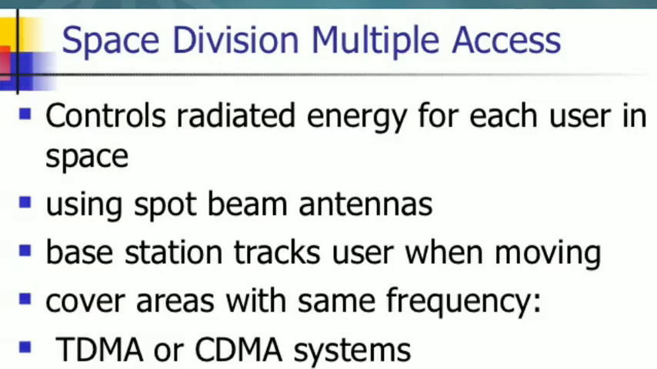The next, space division multiple access. It controls the radiated energy for each user in space. It uses spot beam antennas. Nowadays, it has changed to isotropic antennas, and the base station tracks the user when moving from one place to another place. It covers the areas with the same frequency. It uses TDMA or CDMA systems.